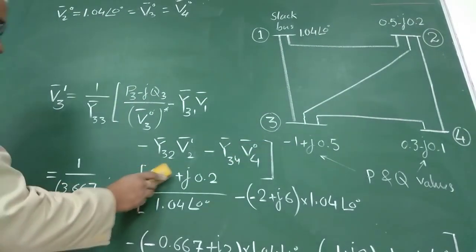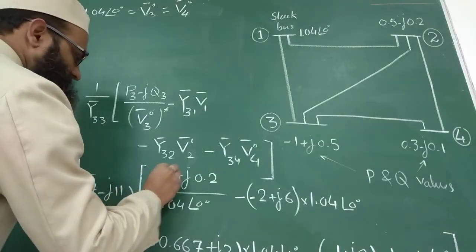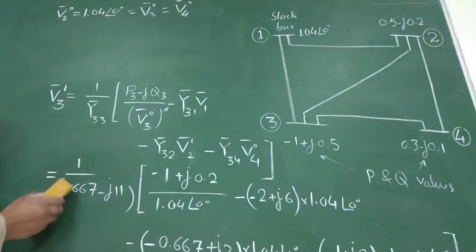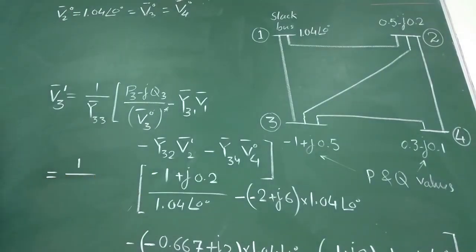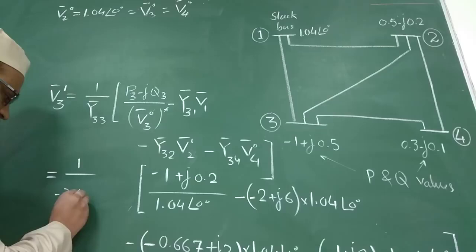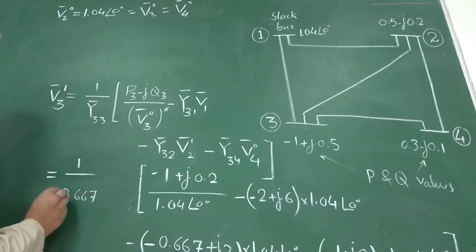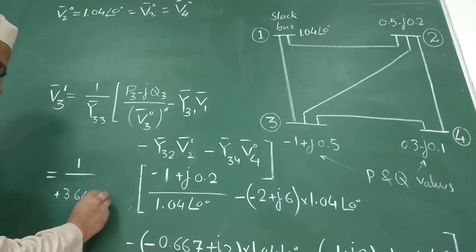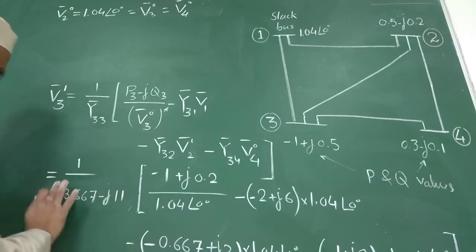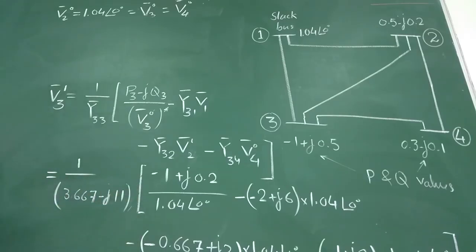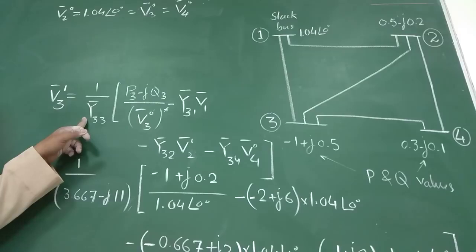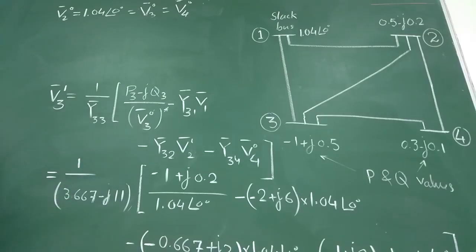So right here minus 1. Tell me the value of this. First, Y33. Y33 is from the bus admittance matrix. Tell me the values. Minus 3.667. Okay, it is positive plus minus J11. Whatever the value of Y33 is there, just take from the bus admittance matrix and put here.